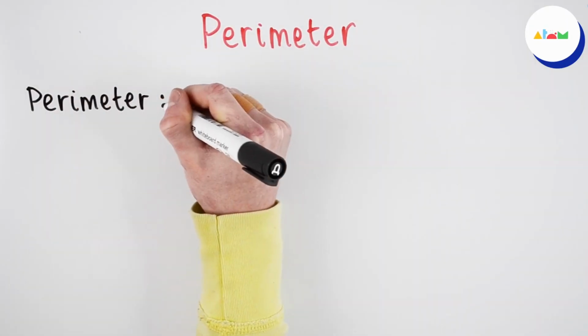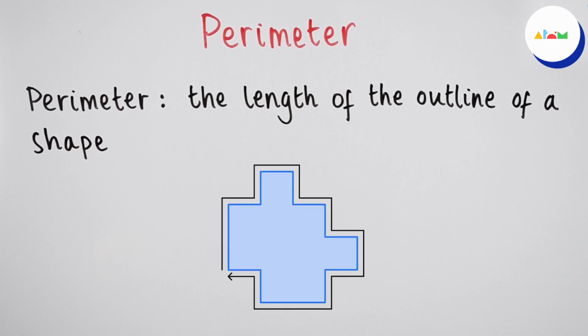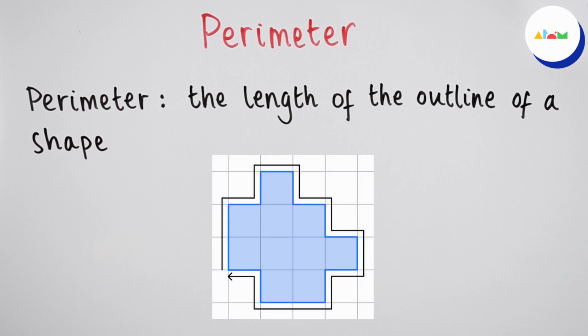The perimeter can be thought of as the length of the outline of a shape. One way that we can measure perimeter is using a grid. Let's take a look at how to do this.